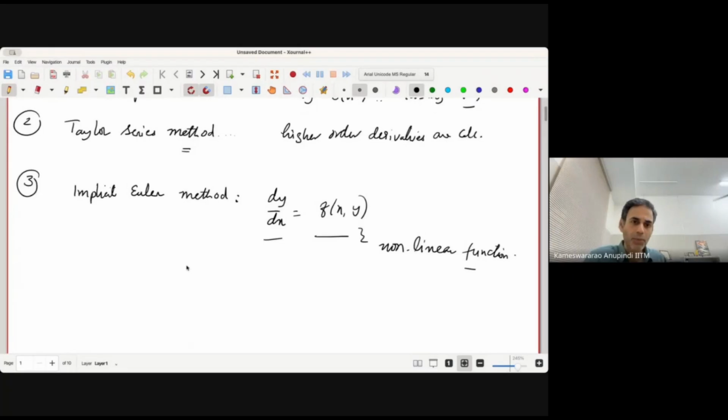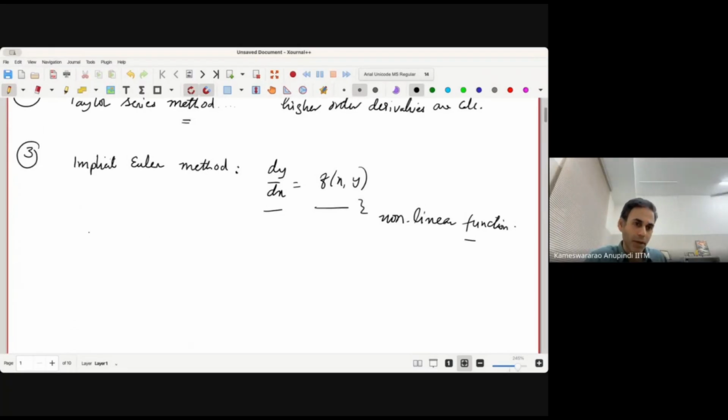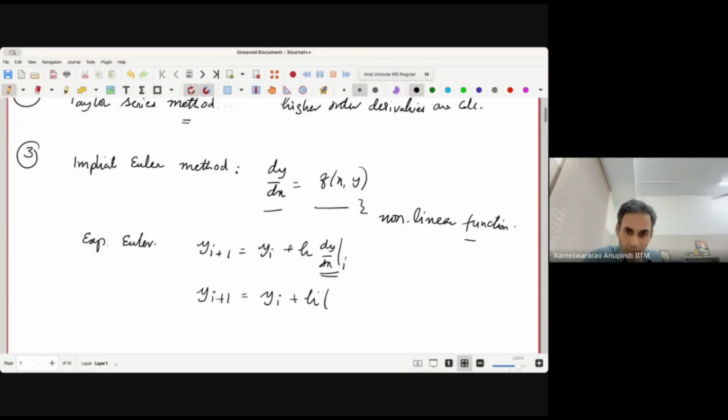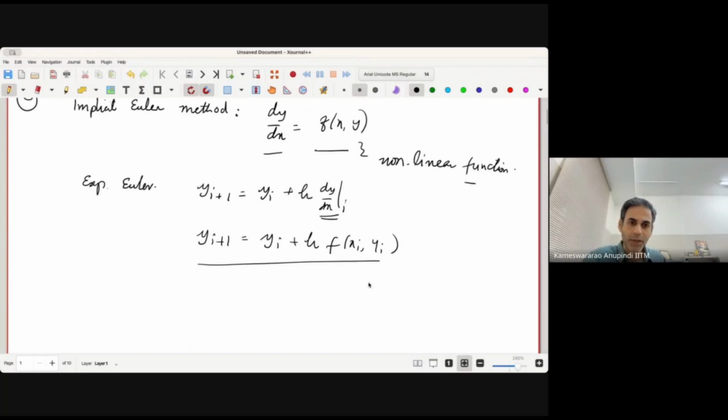Okay, so in the context of the explicit Euler method, we have discretized this as y_{i+1} equals y_i, because we considered the first two terms of the Taylor series expansion, and then we said this is going to be plus h times dy by dx at i, which we replace as y_{i+1} equals y_i plus h times f of x_i, y_i. Okay, so that was the explicit Euler method.